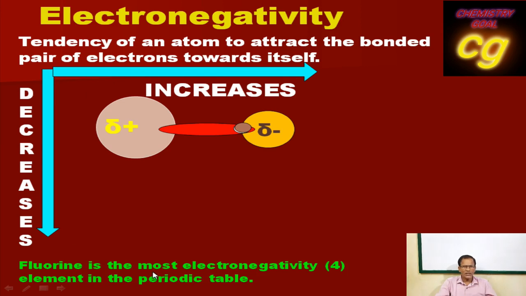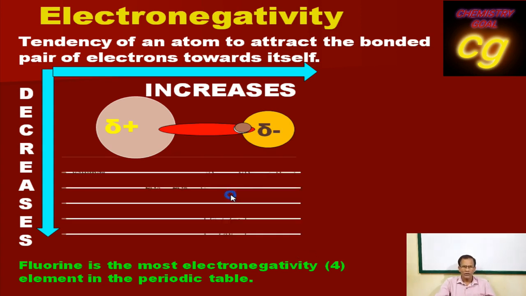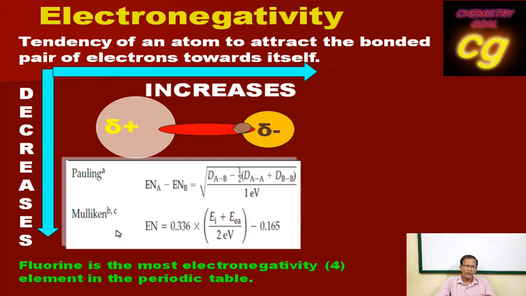Fluorine is the most electronegative atom, because of its small size and high affinity towards electrons, as it has 7 electrons in the outermost shell. That's why the highly electronegative element is fluorine, and its value is 4. The electronegativity of an atom is measured on different scales by different scientists. One is the Pauling scale, then the Mulliken scale.